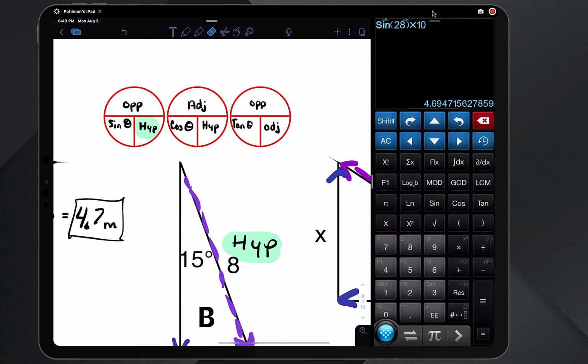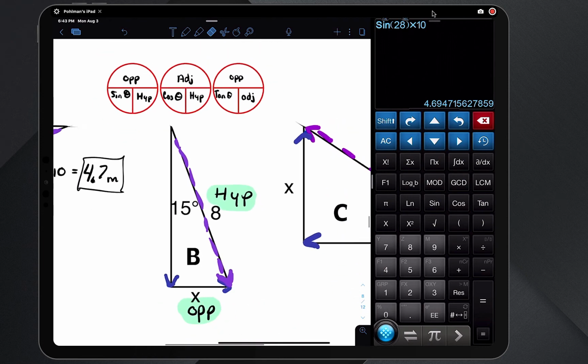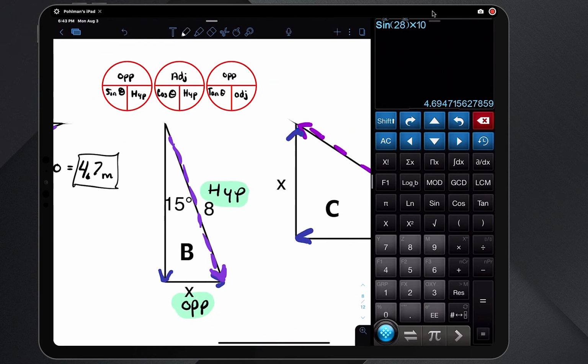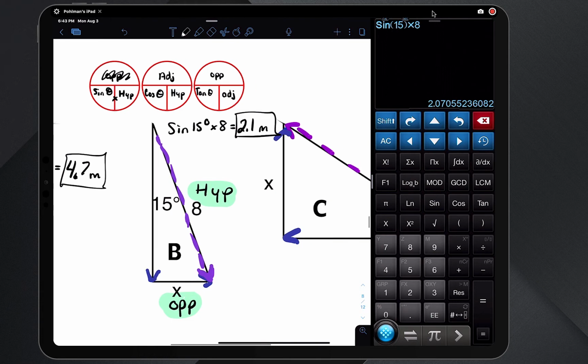We are trying to solve for the opposite side, so that means that I can rearrange this by taking sine theta times hypotenuse. So I'll have sine of 15 degrees times 8 equals. In the calculator, we'll go sine 15, close the parentheses, times 8 equals, we have 2.1. And again, we'll call all of these meters, so 2.1 is our vector component towards the east.